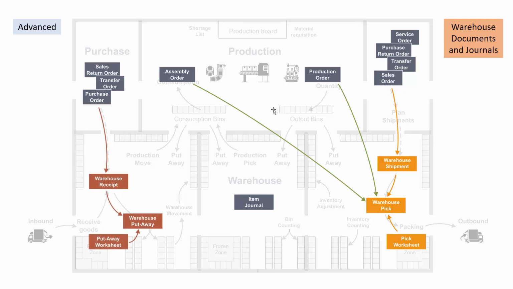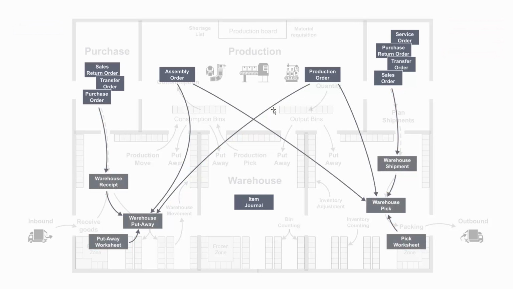Likewise, on the inbound side, we have the warehouse receipt and a warehouse put away. And the put away could be created from a put away worksheet or from the warehouse receipt. And it also applies to assembly orders and production orders. There are no journals in the advanced functionality, meaning that the advanced functionality we saw before is using all the journals that are also used in simple and basic functionality.